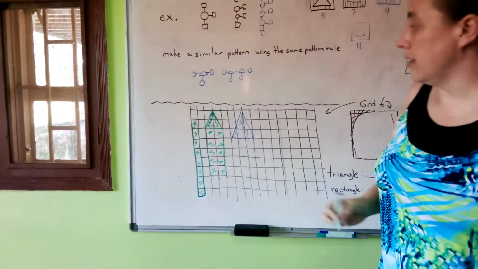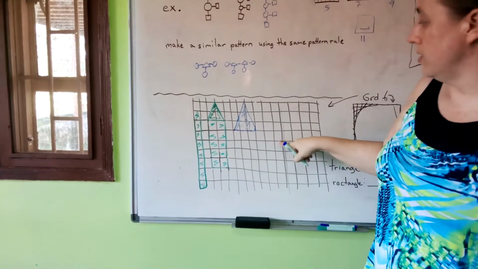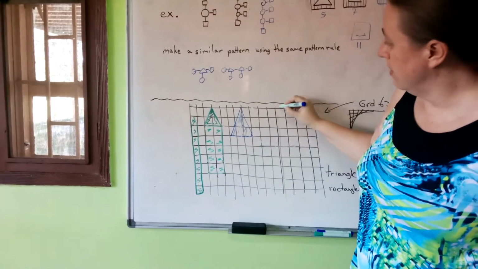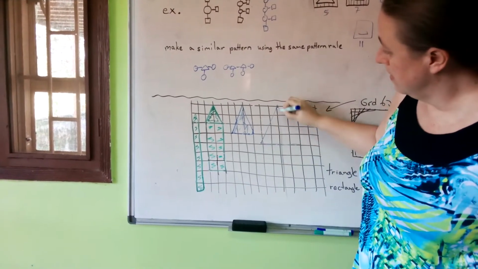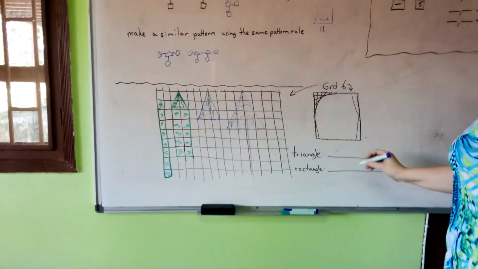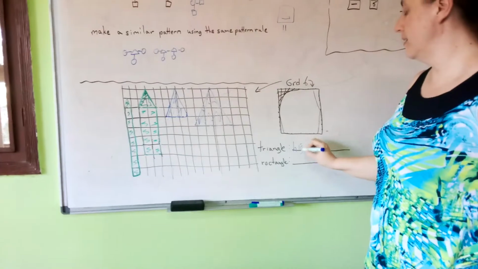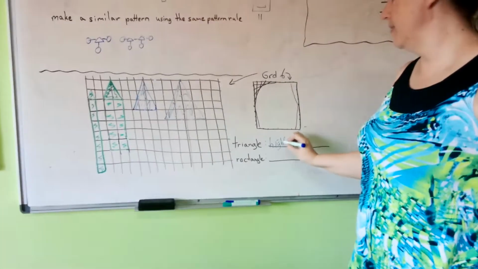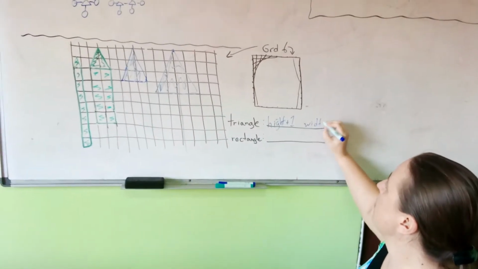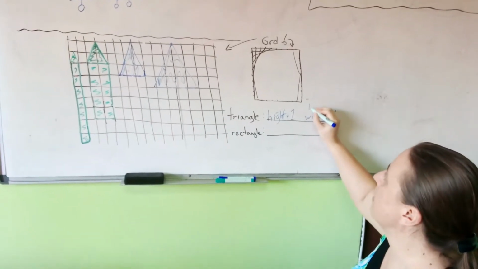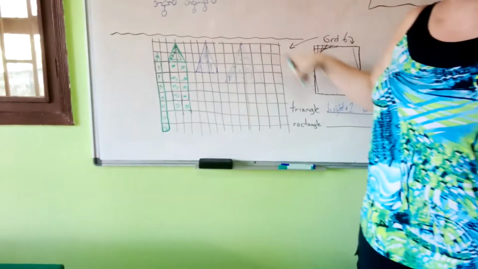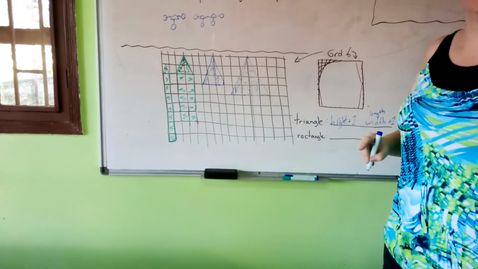So what would our next triangle be? Obviously 4 by 4, right? 1, 2, 3, 4. There's 4. And 1, 2, 3, 4 tall. So what is my triangle rule? Height plus 1. Sorry, I have trouble writing here. Width plus 1, or length. You can call it length too, whichever word you want to use, okay? Height increases by 1 every time. Width increases by 1 every time.